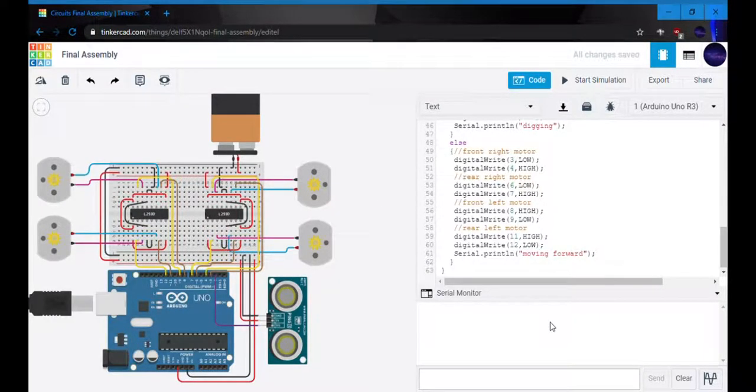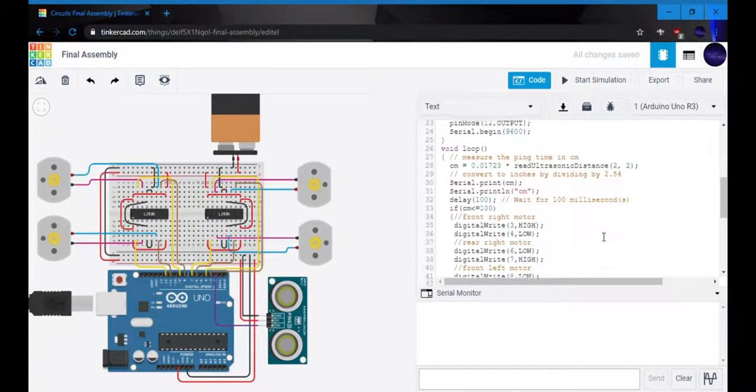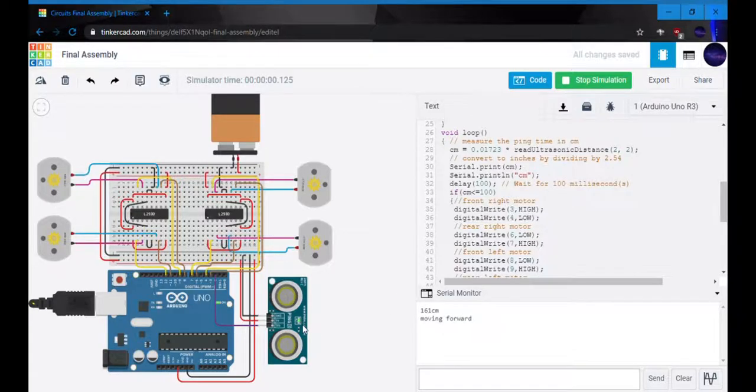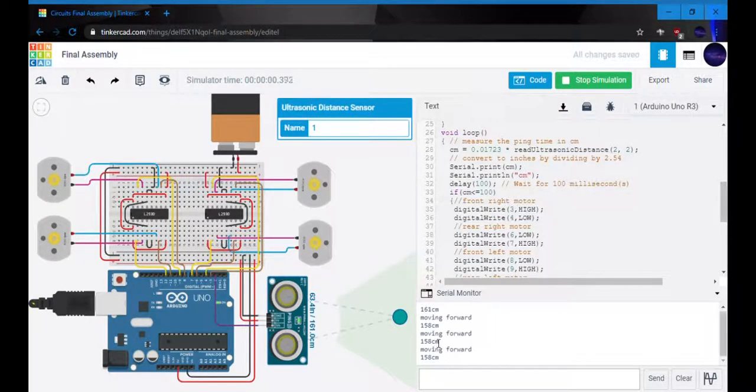I am Shubham and I will explain the simulation of the model. Here is the code for our model. The direction of the motors is controlled by the two motor drivers. When we start the simulation, we can see the distance is more than 100 centimeters, so the machine moves forward. From our perspective, the right side motors move in the anti-clockwise direction and the left side motors move in the clockwise direction.